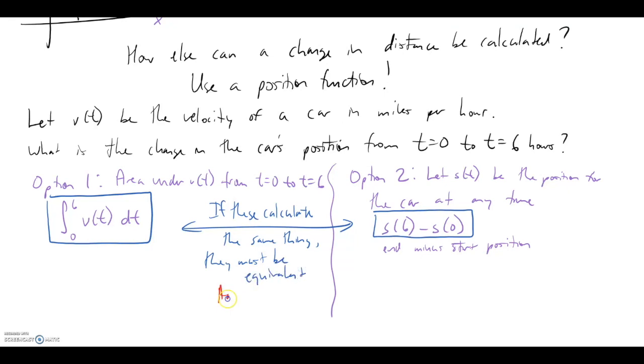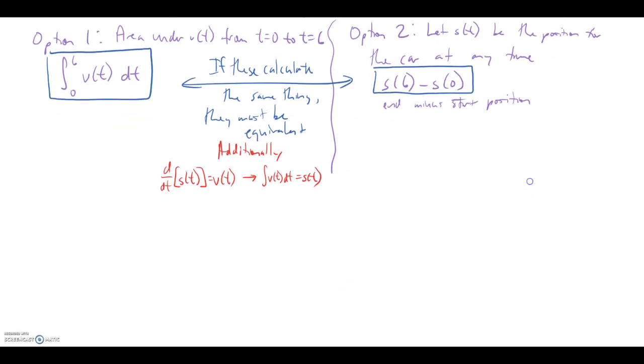And additionally, and this is what leads us into the big takeaway from this video, recall that the derivative with respect to time of position is velocity, which must mean that the integral or antiderivative of velocity is position. So in one calculation, we integrated velocity from 0 to 6, and in the other, we evaluated the change using its antiderivative. And this leads us to the fundamental theorem of calculus.